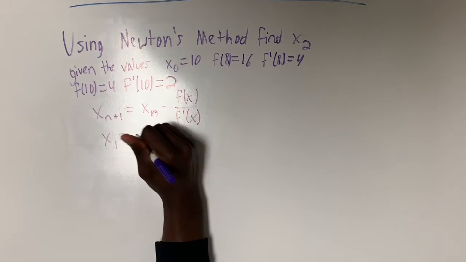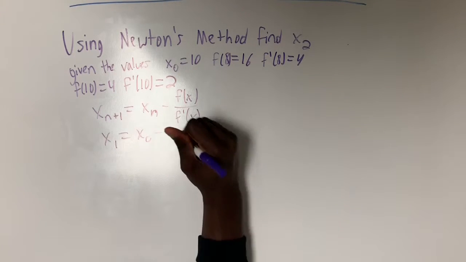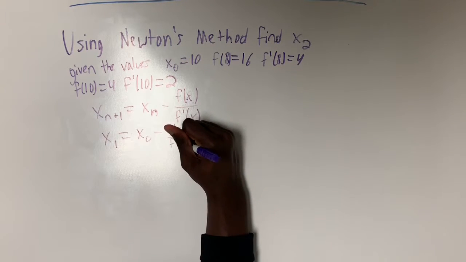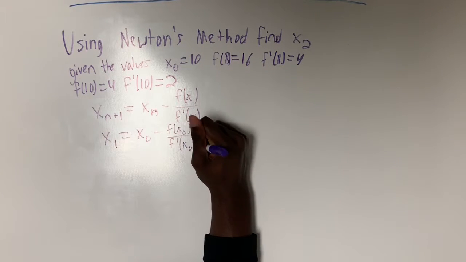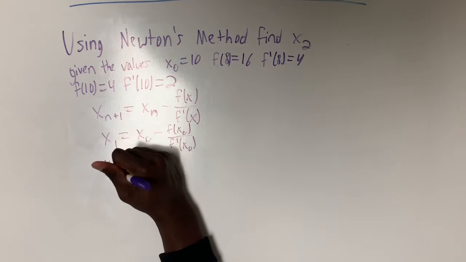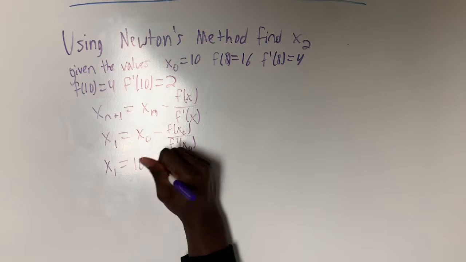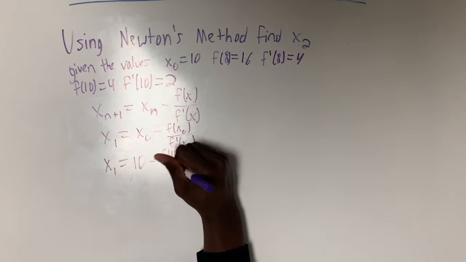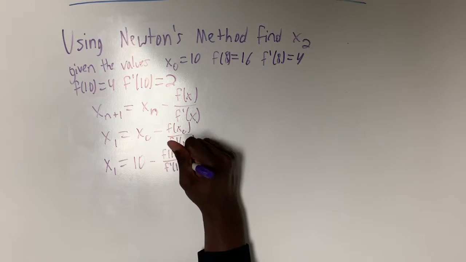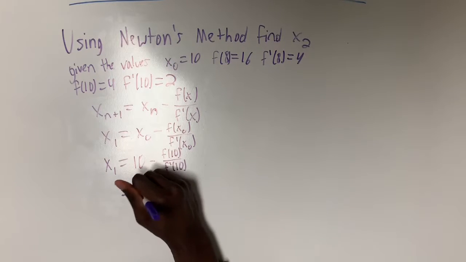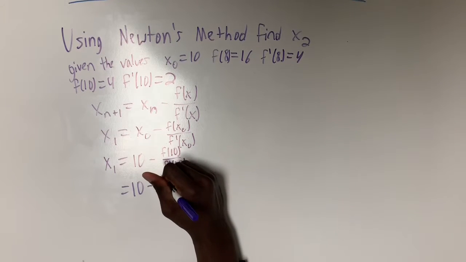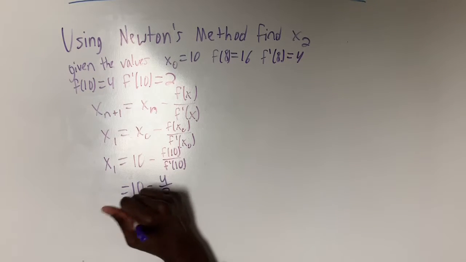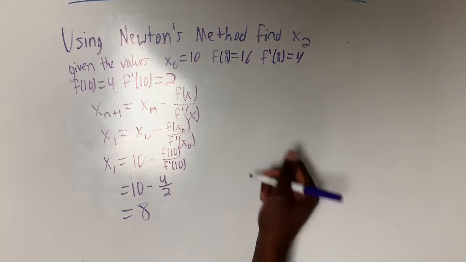We're going to have x of n plus 1 equals x of n minus f of x over f prime of x. Our first initial iteration is going to be x of 1 equals x of 0 minus f of x 0 over f prime of x 0. Since we have all these values, we can go ahead and plug them in by first substituting our initial x. That's going to be x1 equals 10 minus f of 10 over f prime of 10. And once again, since we have these values, we can plug those in as well, giving us 10 minus 4 over 2, giving us a value of 8.